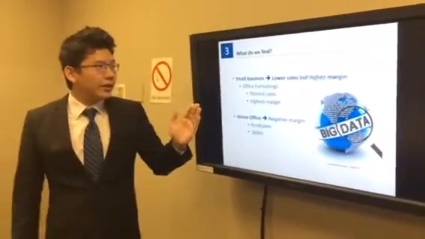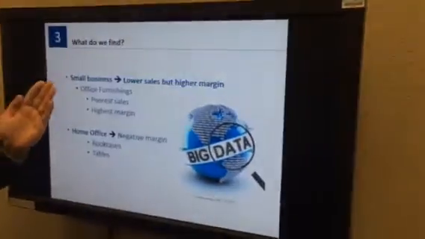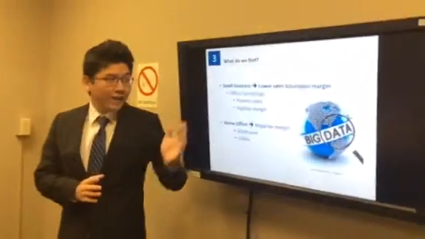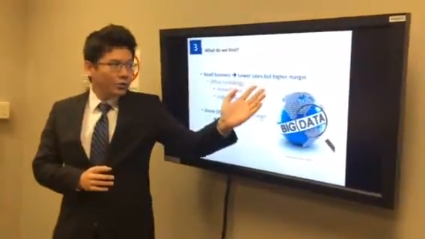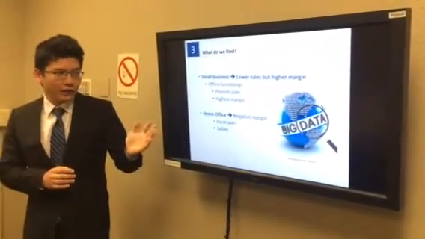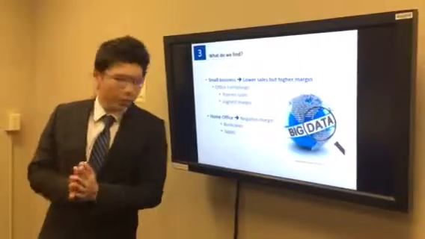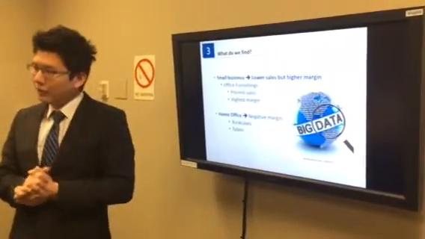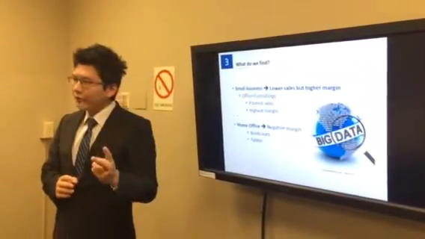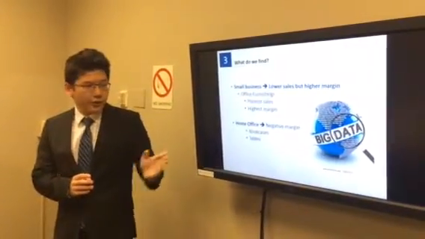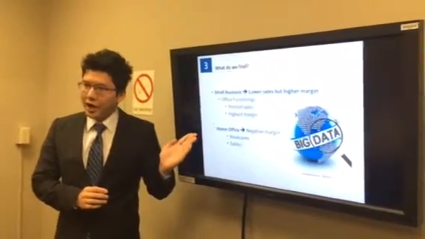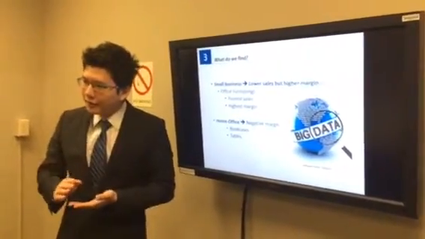So our conclusion is what we find here. As I have mentioned, small businesses have lower sales, but they have a high margin. The same thing happens here with office furnishing, a subcategory of furniture, but we have found more. Home office. What happened in home office? There are two subcategories of furniture, which are bookcases and tables, that we're selling to home office. Actually, we're selling them much lower than the cost.